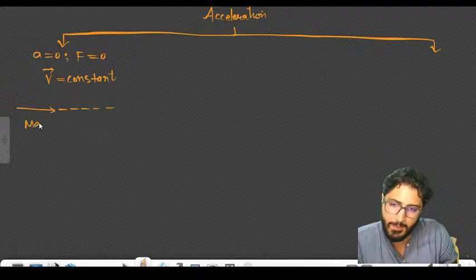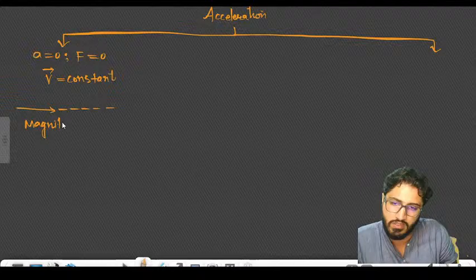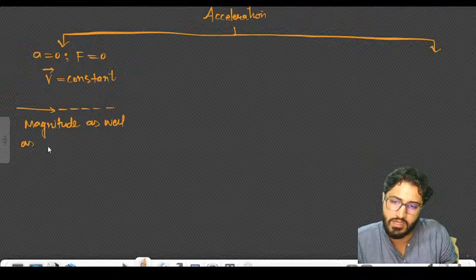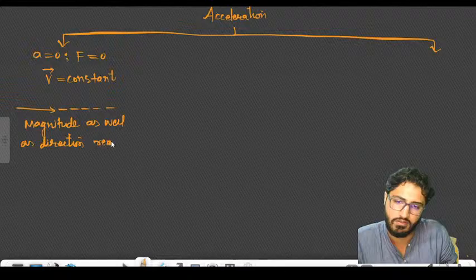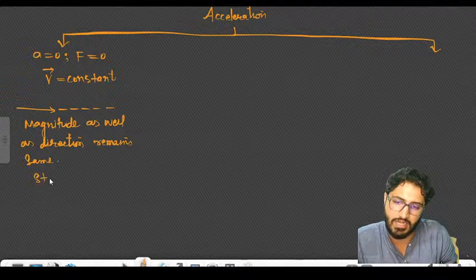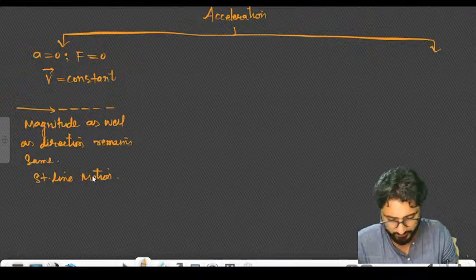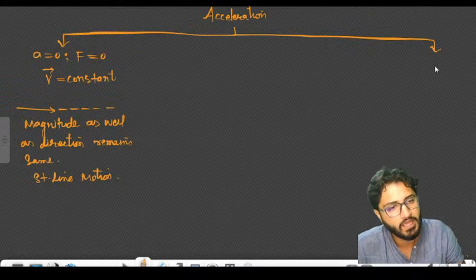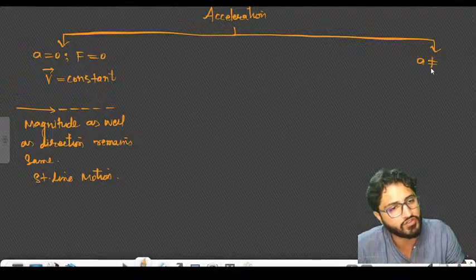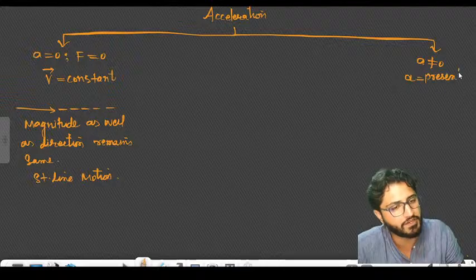Okay, so you will write here, sir, magnitude as well as direction remain the same. It will be straight line motion. Straight line motion when my acceleration is 0. Done? Okay. If my acceleration is not 0, that means my acceleration is present. So now there are two types of acceleration.